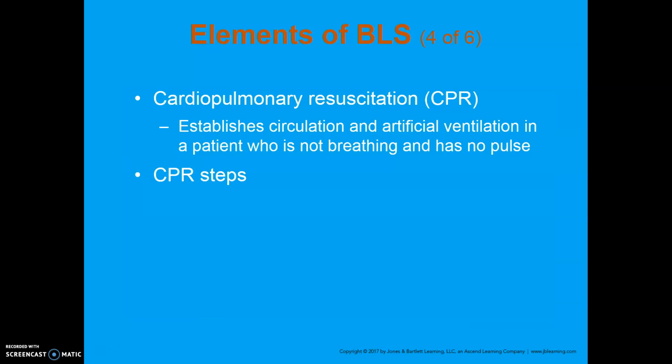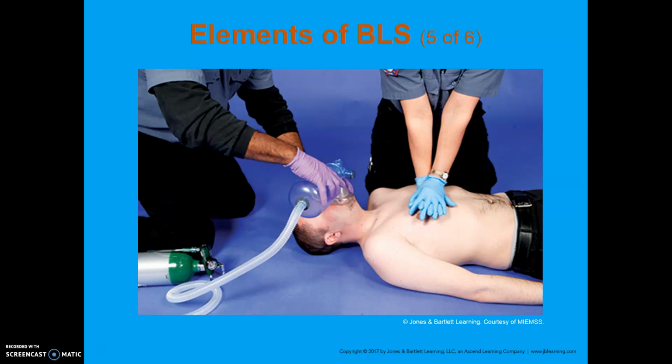So cardiopulmonary resuscitation is CPR. It establishes circulation and artificial ventilation in a patient who is not breathing and has no pulse. Your CPR steps: restore circulation by performing high-quality chest compressions to circulate the blood. You're going to perform 30 high-quality compressions. You're going to then open the airway, restore breathing by providing rescue breaths, and you're going to administer 2 breaths while you visualize the chest for chest rise. And this continues to repeat 30 to 2, 30 to 2. So here's kind of what we're looking at. We've got somebody performing chest compressions, and we've got somebody performing airway management.